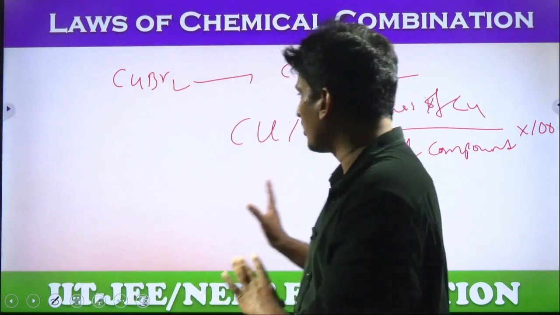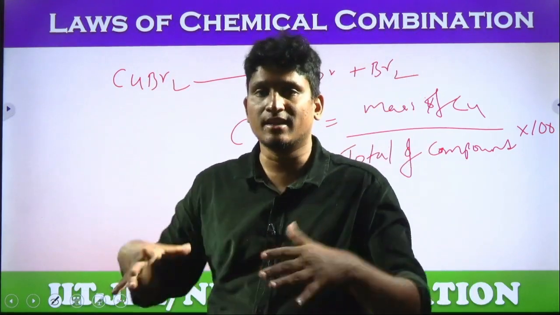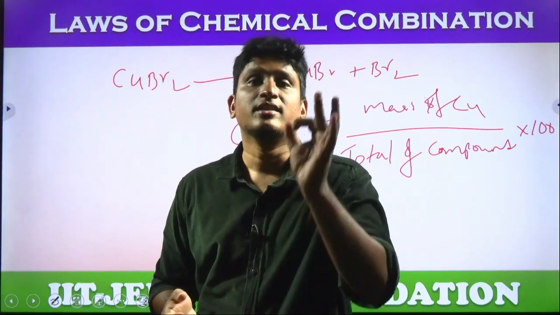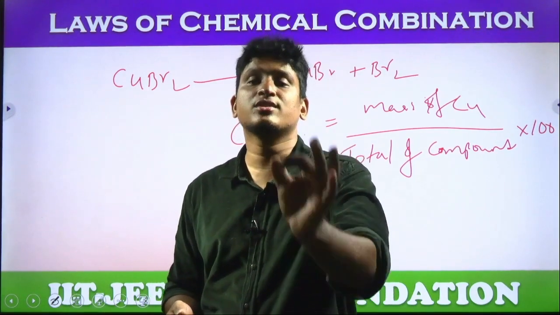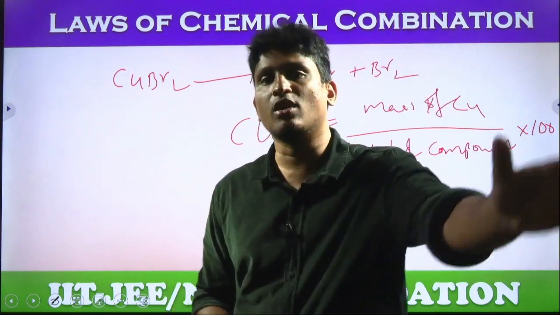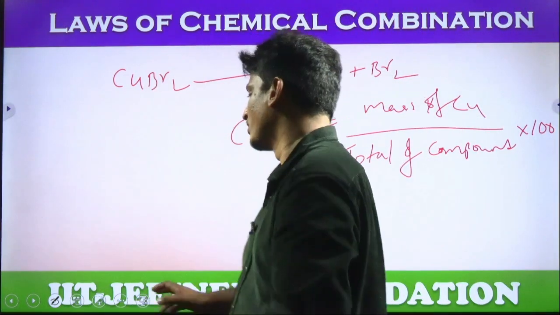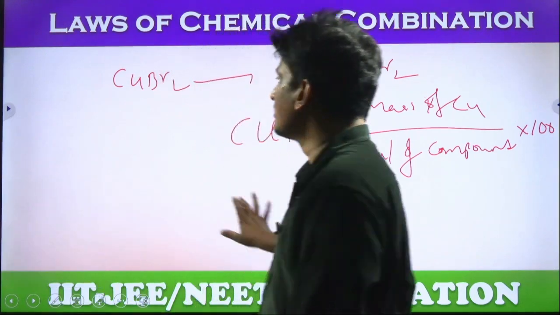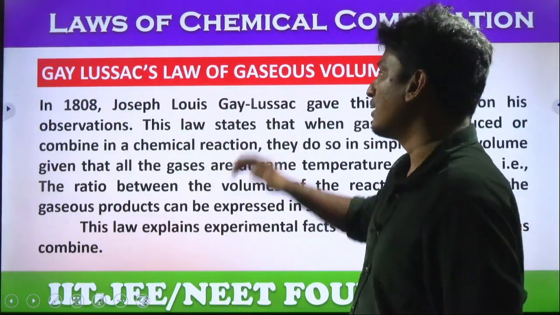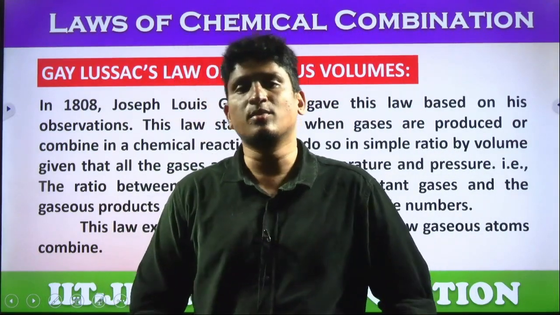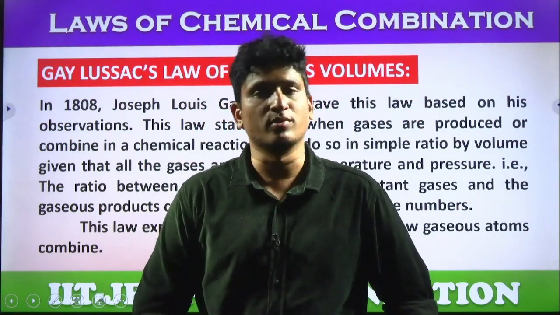So that is what the whole theory is about, by finding the mass ratios and all. So ultimately, in order to find the multiple proportions of bromine which are combined with copper, cuprous, cupric, CuBr, CuBr2, right? So students, next we have Gay-Lussac's law of gaseous volumes. Gay-Lussac's law is almost like the law of constant proportions only.